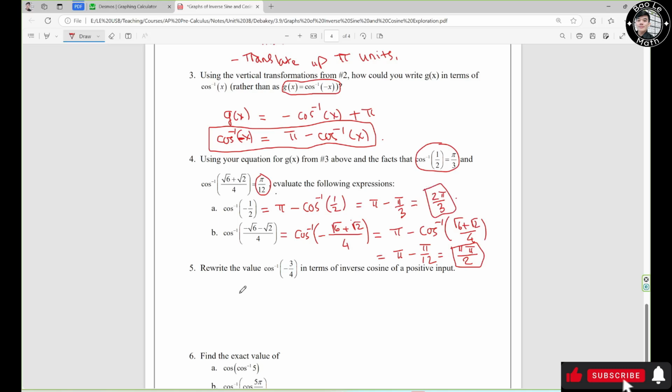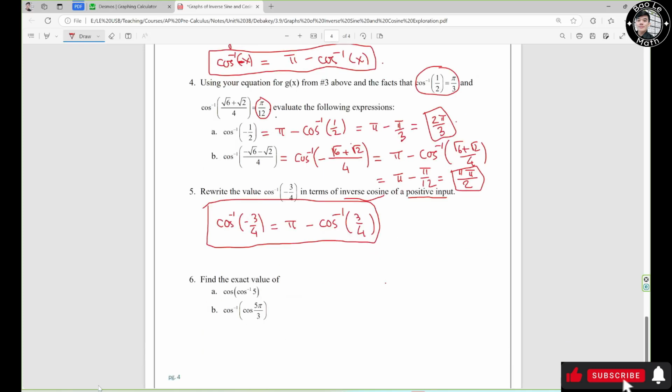Alright, let's move on to question number 5. Rewrite the value of cosine inverse of -3 over 4 in terms of inverse cosine of a positive input. So I just write over here cosine inverse of -3 over 4 is the same thing as, I'm going to use the formula right here. It's going to be pi minus cosine inverse of 3/4. And that's it.